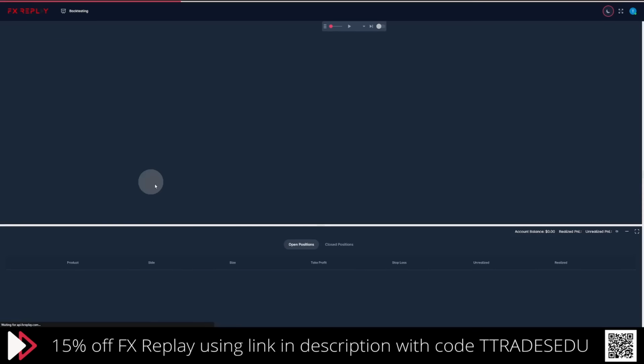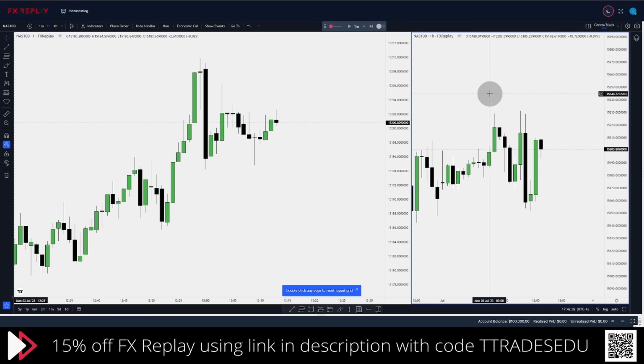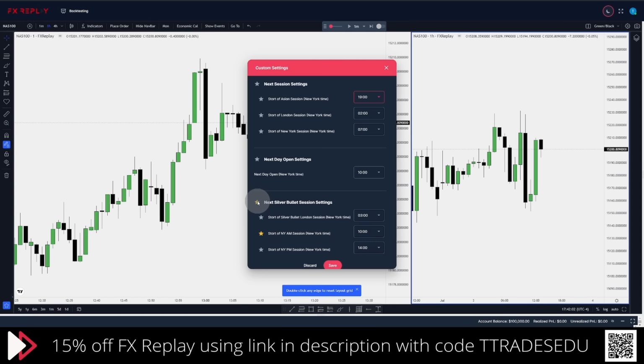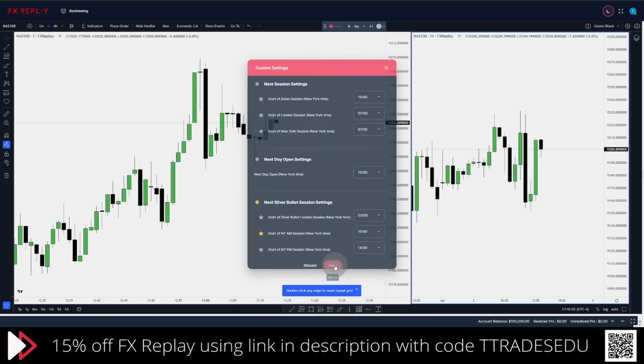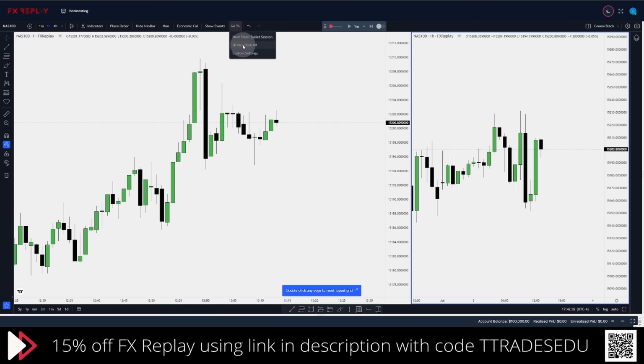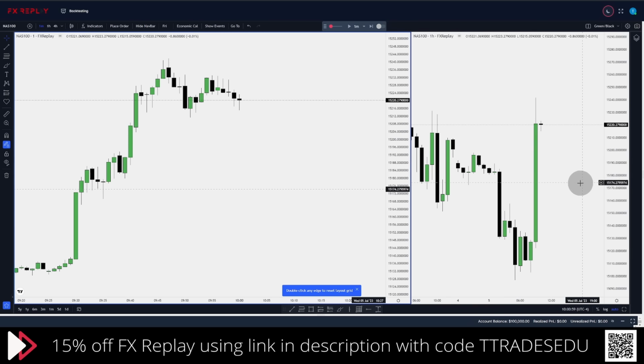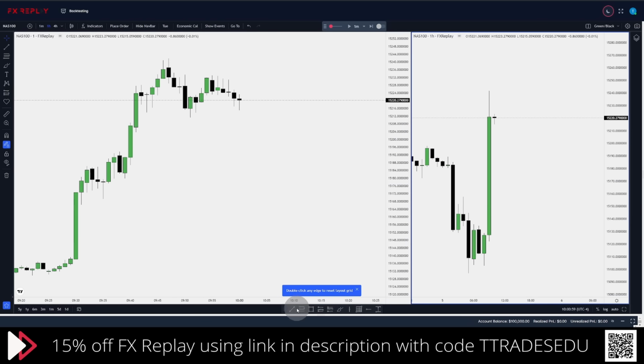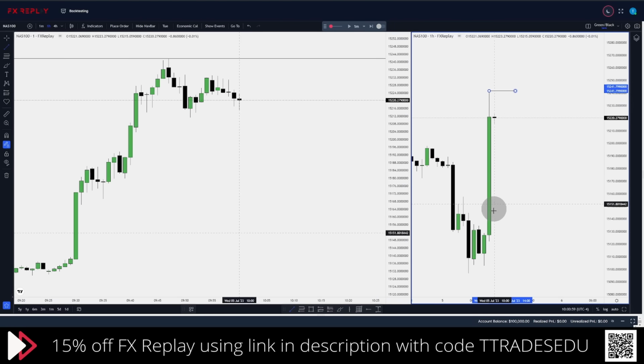Go ahead and click this Play Now button. So we have two window panes up, one with the 1 hour, one with the 1 minute. And we're going to go ahead and customize some settings here. So we have it set to next Silver Bullet session, so the start of the New York AM at 10. So using that, when we hit go to, here we are at 10 a.m. So now what we do is we mark out the high and low on the 1 hour chart here.